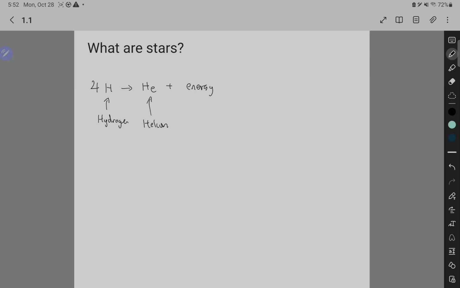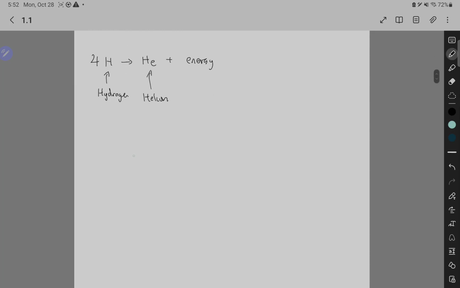And this process only happens in the center of stars, because in order for this to happen, there needs to be enough pressure to push all the protons close enough to each other that the strong force comes into play. So what is the strong force? Well, the strong force is the force that binds protons and neutrons together. If we have helium, there are 2 protons and 2 neutrons. So what force binds them together? It is what we call the strong force.